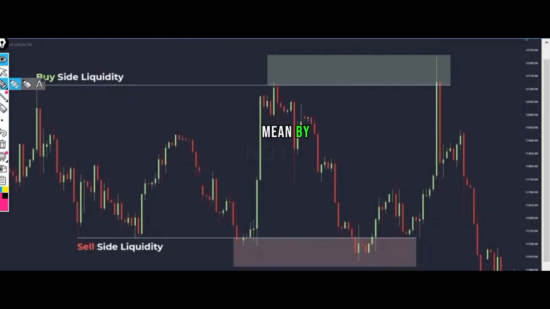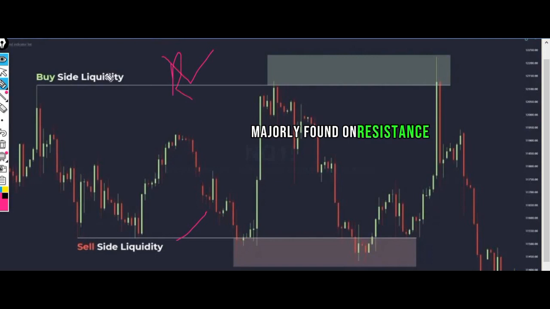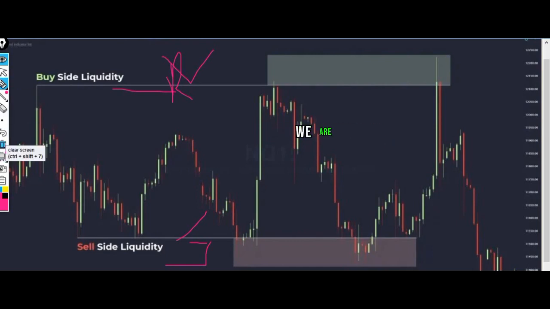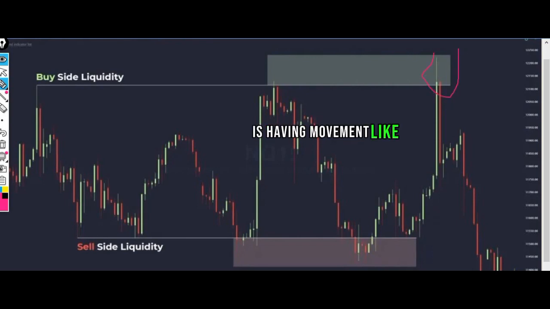And so guys, with a very simple explanation, have a look at this. This is what we mean by buy side liquidity and sell side liquidity, majorly found on resistance, the buy side liquidity, and sell side liquidity found on support. This is a zone where for real we are proven wrong, and being proven wrong is having movement like this, whereby you will think the market is buying, and then the market goes to the opposite direction. So many traders will buy, being stopped out in the market, or rather the sell stops of sellers over here are swept away.